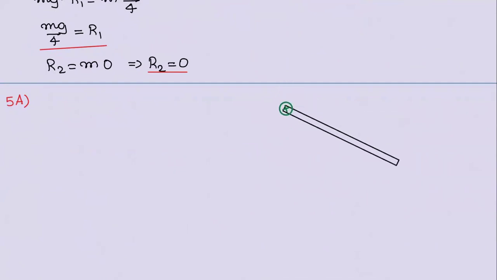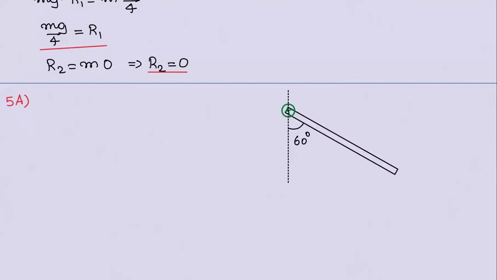The rod is released from an angle of 60 degrees with the vertical. Understood? Now calculate the hinge reaction. Exactly the same question, no change at all. The only thing is I made it 60 degrees with the vertical. So it is being released from 60 degrees.